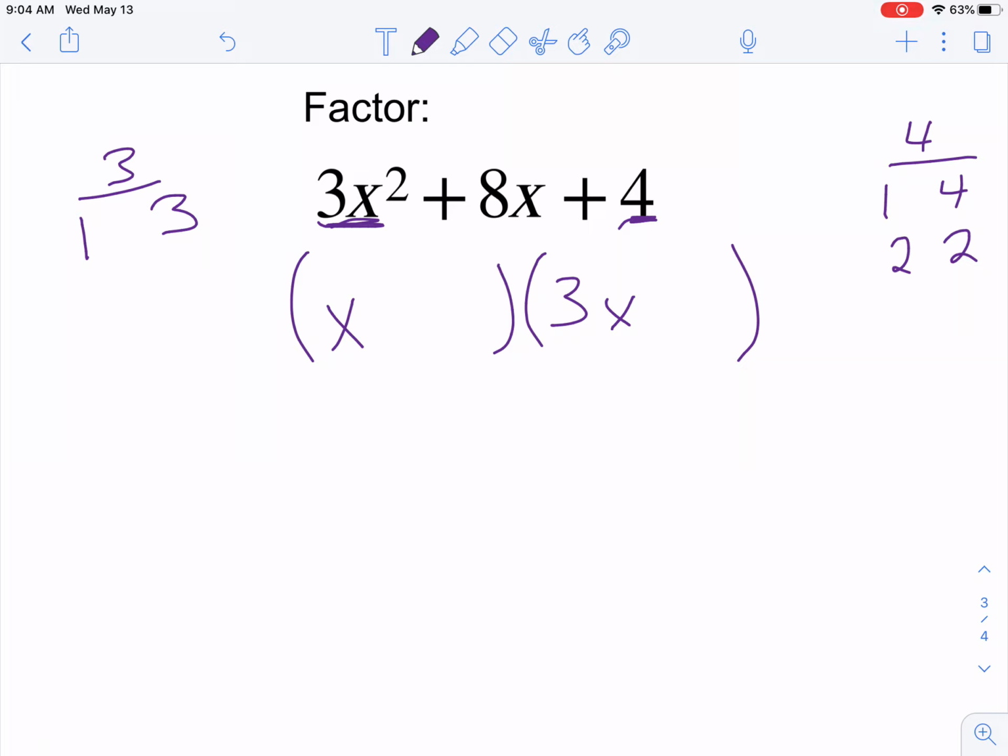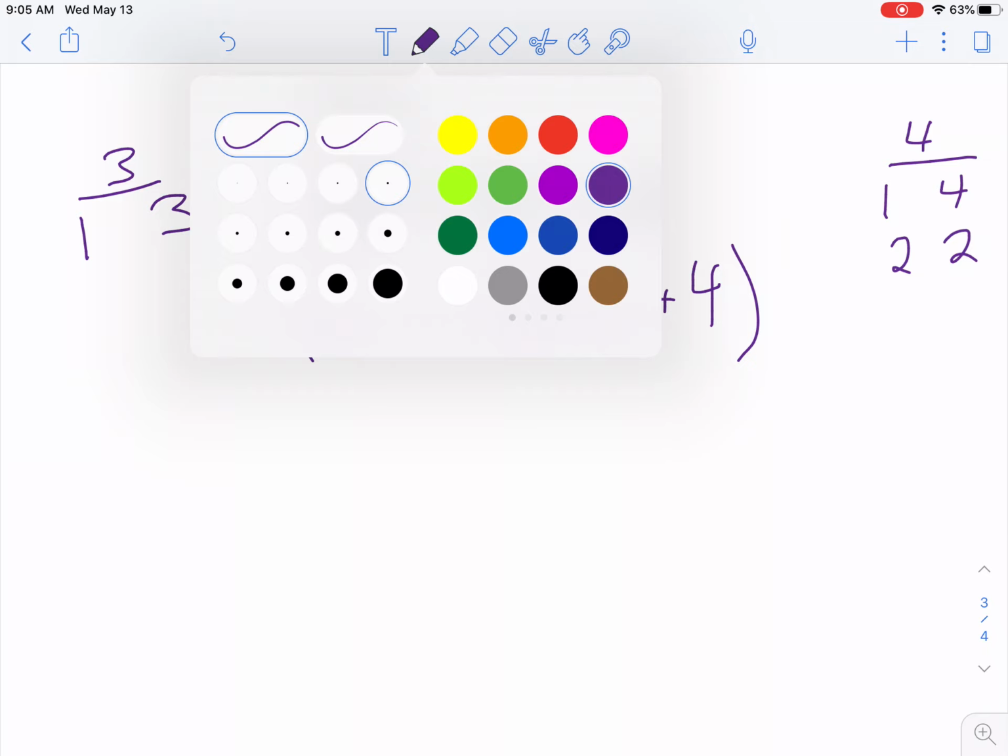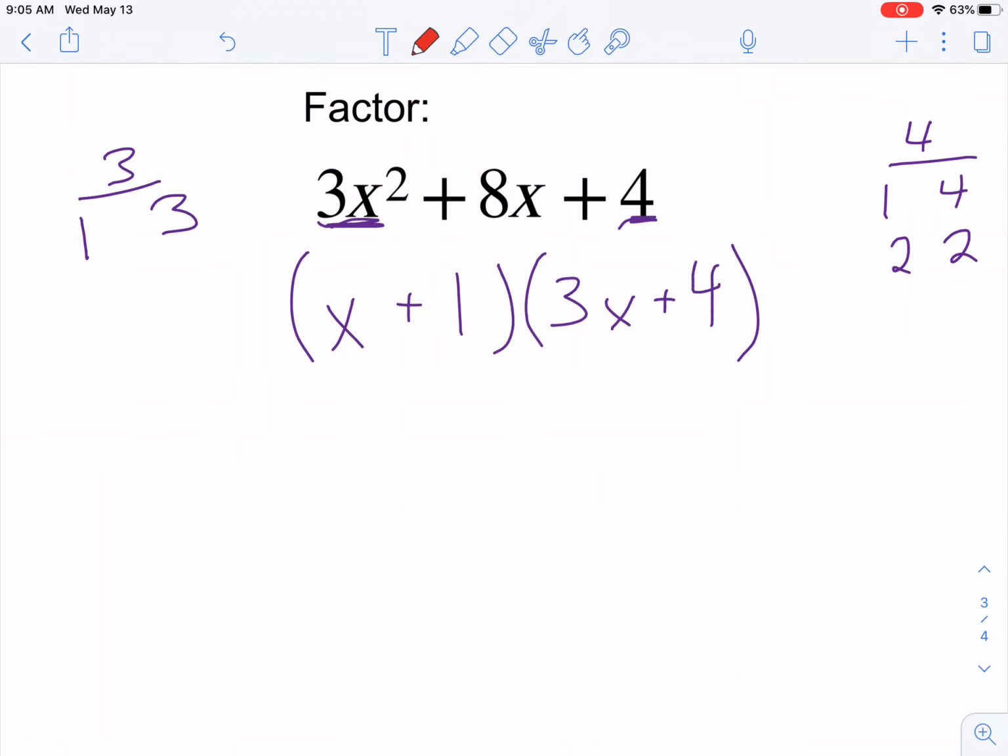1 and 4. So I'm going to say this is a 1, and this is a 4. Put a plus and a plus. And now what I need to do is check and see if this actually works out to be 8x in the middle. It might not. This is where I need to check it and guess. Or after I've guessed, now I need to check. Now, x times 3x is 3x squared, so I don't really have to multiply those. And 1 times 4 is just 4. I don't really need to do anything multiplying those. But 1 times 3 and 4 times x, those I need to multiply. 4 times x is 4x.